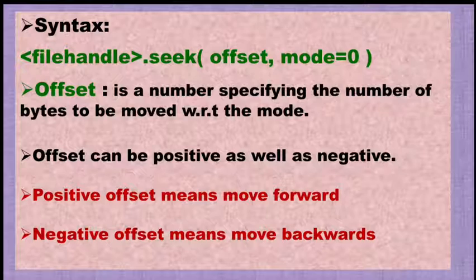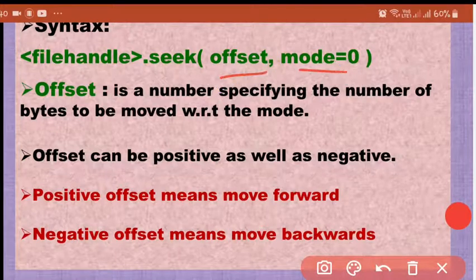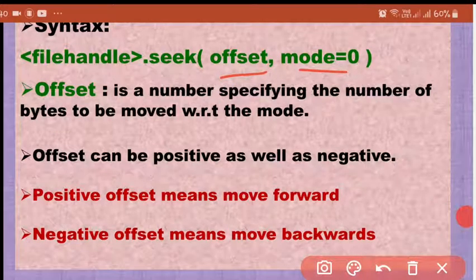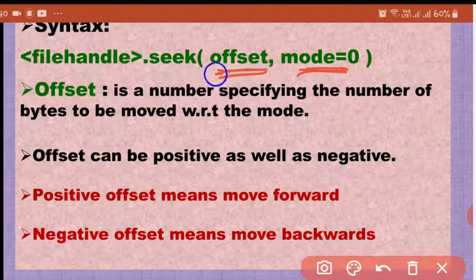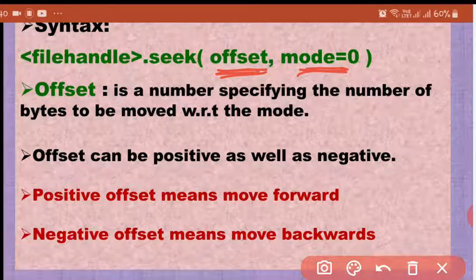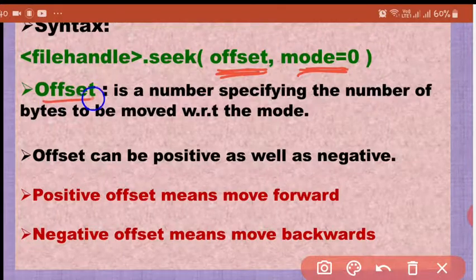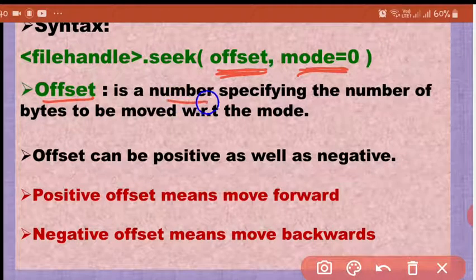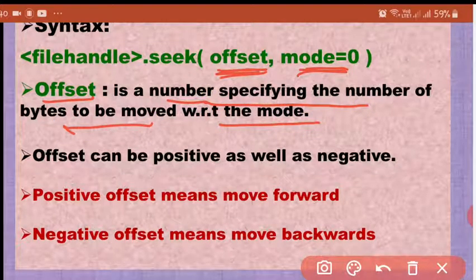So you call this function with the help of the file handle object only, but you have to pass two arguments, offset and mode. ऑफसेट का क्या मतलब होता है? देखिए, सीक फंक्शन से हम क्या करते हैं, इस पोजीशन के रेफरेंस से इतने बाइट्स मूव करते हैं, ठीक है. अब ये मूवमेंट हमारा फॉरवर्ड भी हो सकता है, बैकवर्ड भी हो सकता है. So let us see what does offset indicate. Offset is a number specifying the number of bytes to be moved with respect to the mode.